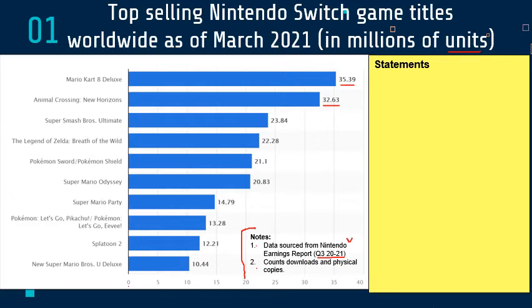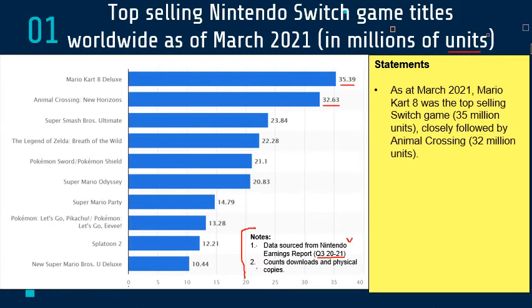What statements can I make about it? Well, firstly, as at March 2021, Mario Kart 8 was the top selling Switch game with 35 million units. Now I'm just going to round it up to make it easier. It was closely followed by Animal Crossing. Now you might think, well, 3 million is quite a big difference. But when we look at the other games, it's actually the closest game to Mario Kart 8.